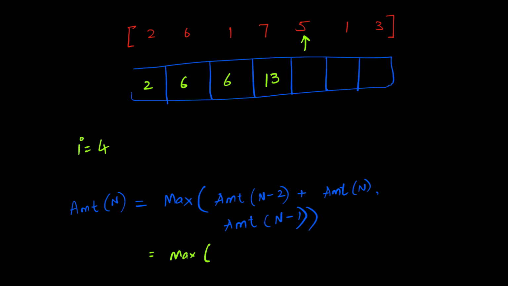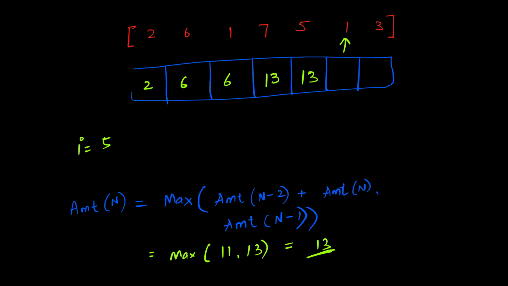Next value in the array is 5. Applying the same formula, this time we are adding 5 with 6, which is n minus 2. The total is 11, and we are comparing it against 13. So 13 will be saved at that position.